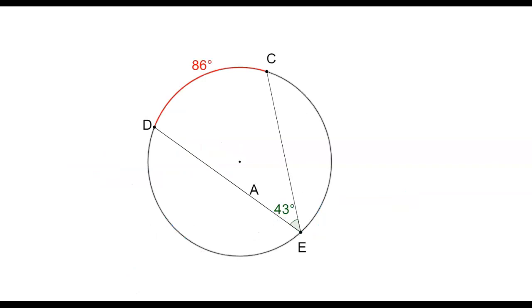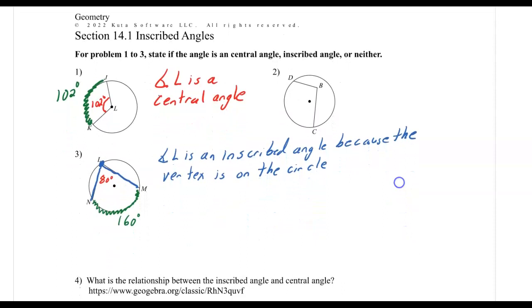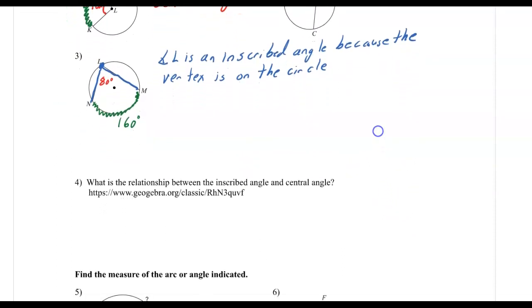So if you look at this inscribed angle, you can see the arc is 86 degrees and the angle is 43 degrees. If I were to change this, I have the arc to be 102 degrees and the inscribed angle is 51 degrees. You may realize that there is a half or a double relationship here. So in this particular picture, if angle L is 80 degrees, then the arc is 160 degrees. And we could write that down here in number 4.